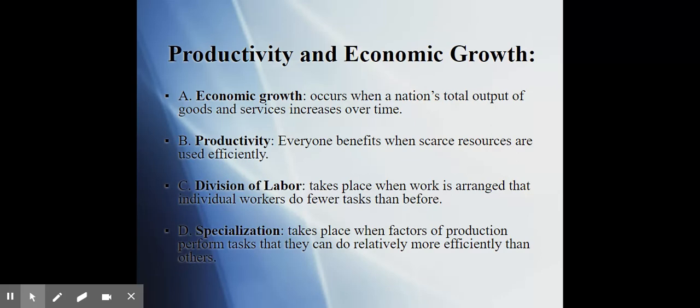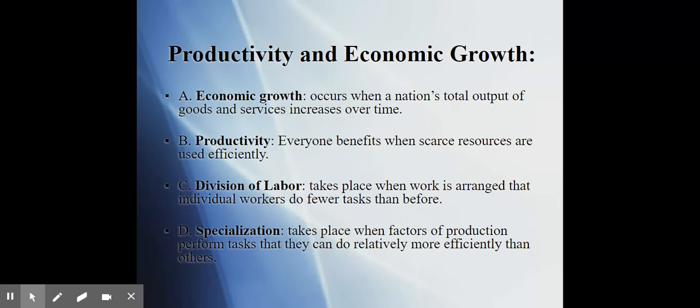This takes place when work is arranged so that individual workers do fewer tasks than before. So if I am a factory worker, maybe I work for the GM factory in Detroit, Michigan. Maybe instead of me having to build an entire engine myself, maybe I have one part of the engine building process. I'm going to put one specific item in one specific place, and then I'm going to pass it down to the next person on the assembly line. That is going to be division of labor. That is, you handle this and I will handle that. And as time goes on, it's going to make it much easier.